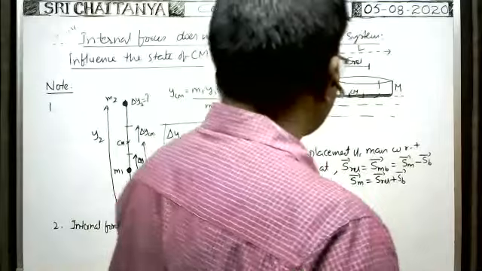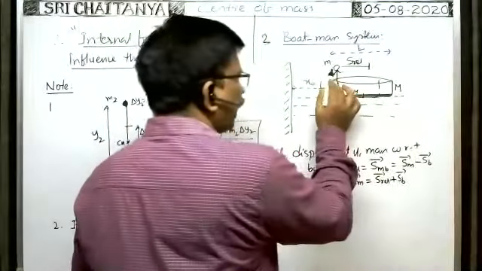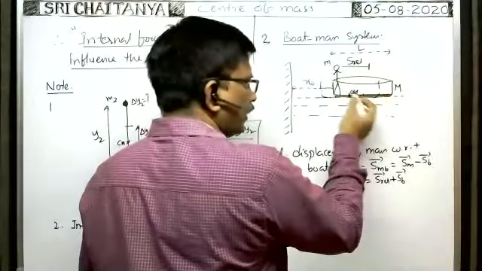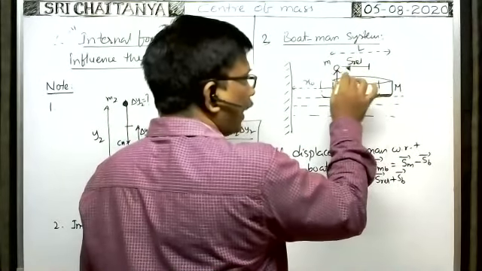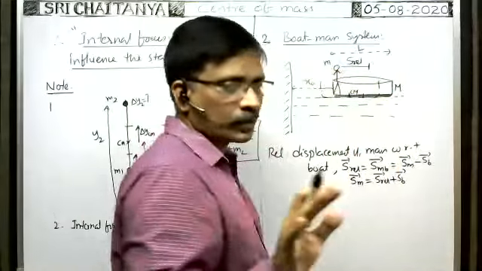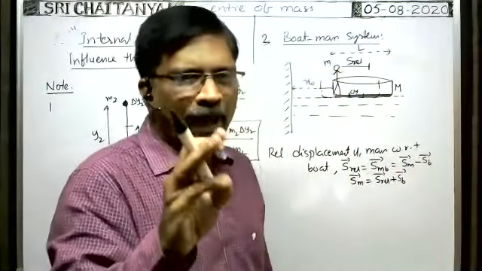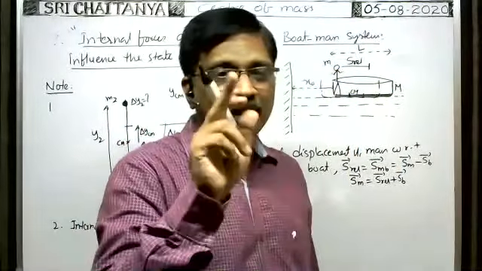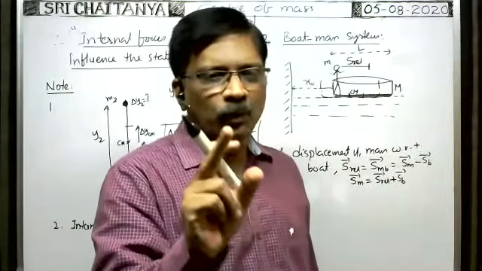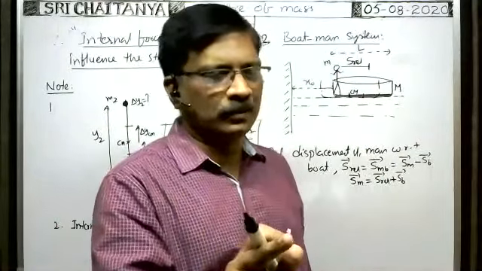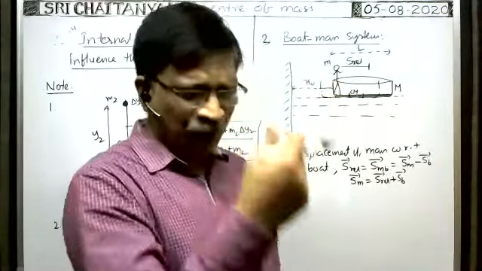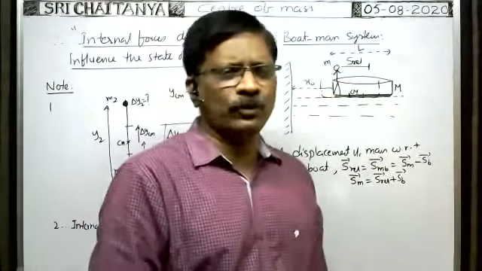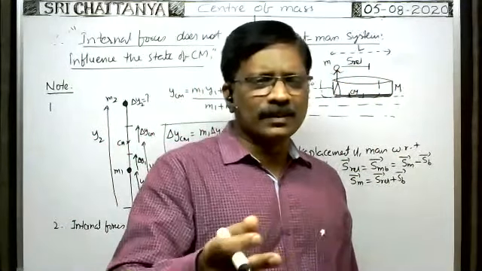Whenever the man moves in forward direction, obviously he pushes the boat in backward direction. Here the force exerted by man on the boat is the internal force, because we consider the man and boat together as a system. Man and boat, we are treating the two together as one system. In that system, force acts on the boat due to the man by means of his foot. That is the internal force. Does the internal force alter the state of center of mass?